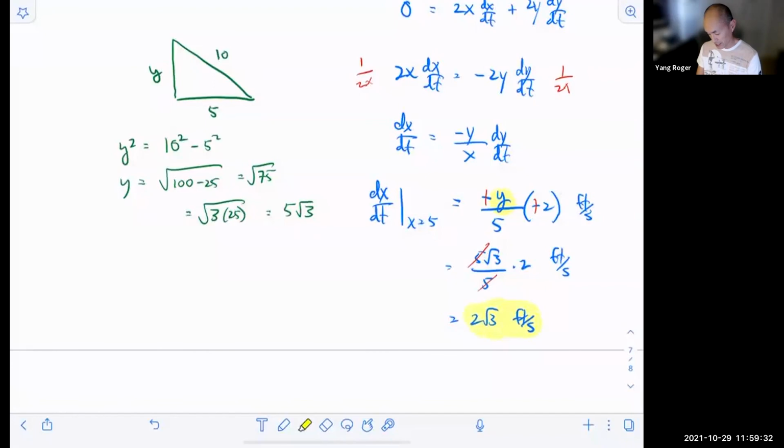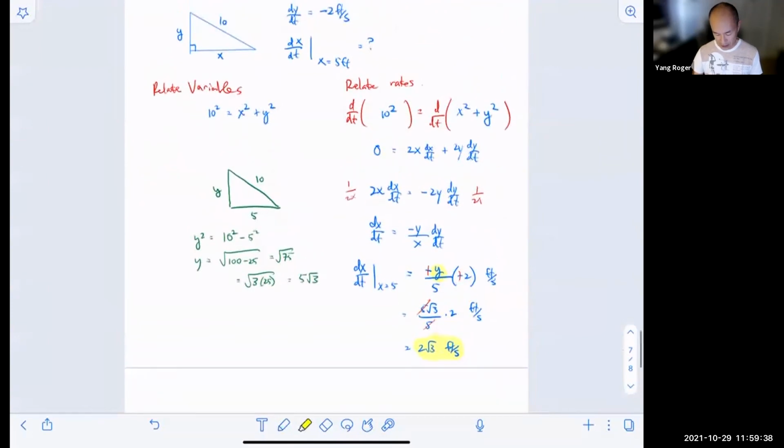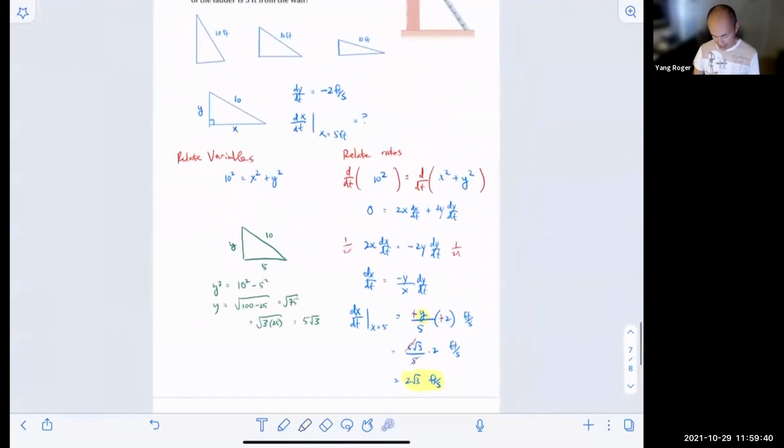When I take a look at this answer, this is positive. Does that make sense to me? It does, because as the ladder slides down the wall, this x length is getting longer and longer. So expect a positive derivative.